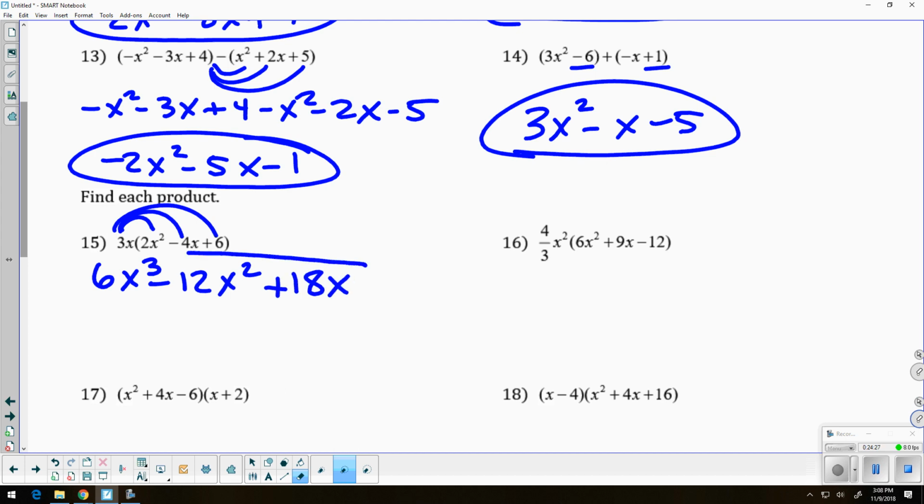And again, you're done. That's it. So once you're done multiplying, again, don't try to factor it or do anything like that. Your goal was to multiply, and you did that. So you distribute to all three terms, and then you're done.